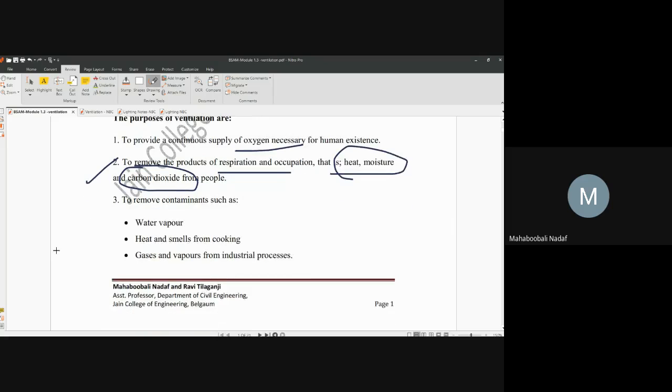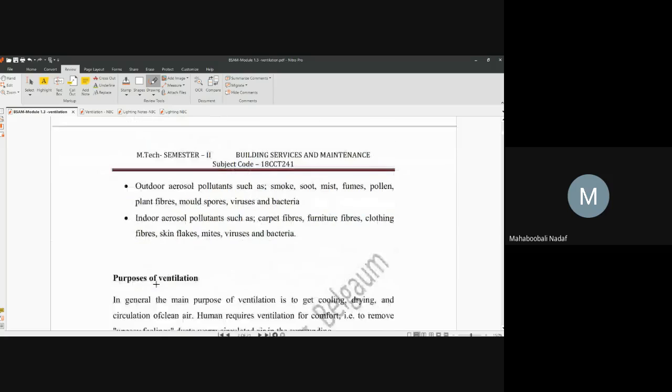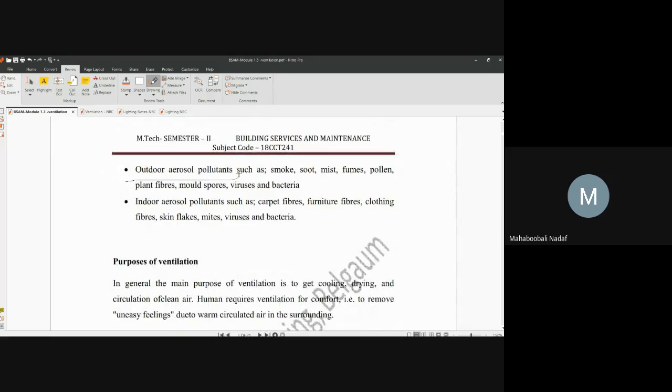Okay. So remove the contaminants such as what? Water vapor, heat, smell, gases. These things we require ventilation. Other things, the pollutants we have to remove. Okay, indoor aerosol pollutants, what are these?